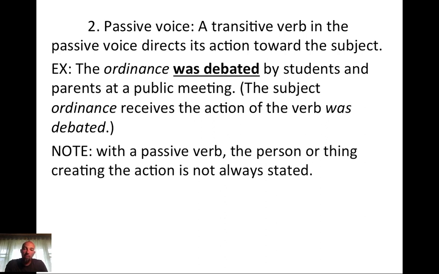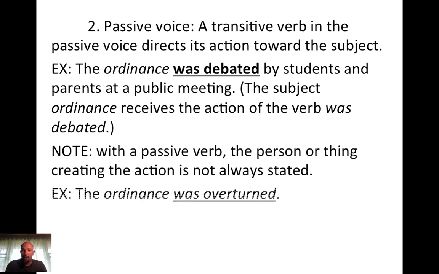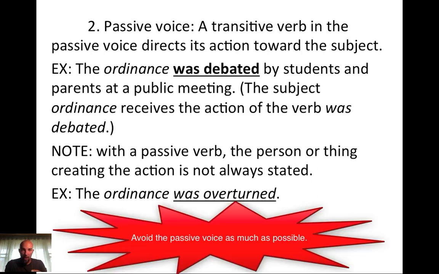With a passive verb, the person or thing creating the action is not always stated. Ordinance was overturned. Passive voice is something in formal writing we want to avoid because we want to show strength and we want to show action in our sentences, and we want subjects doing the action in our sentences. So we try to avoid the passive voice as much as possible. Sometimes it has a purpose.